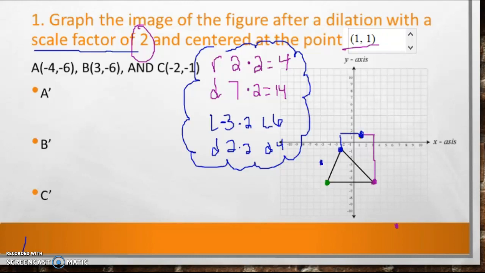So let's go ahead and go back to the center and go down to the green vertex. So it looks like I'm going over 5. So I'm going left 5. You can either put left 5 or you can put negative 5. And then I'm going down 7.